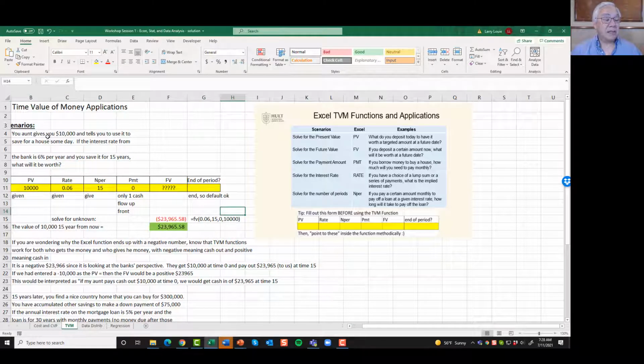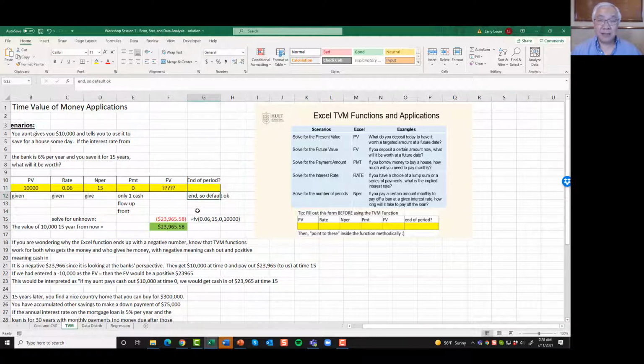So let's look at the data. 10,000 goes here because that's how much your aunt has given you. Next, the interest rate is 6% per year, and everything's annual here, so we don't need any other refinement. And 15 years is the number of periods, N/PERS. The payment is 0 because she's only going to give you money once, not every single year. And we solve for the missing unknown, which in this case is future value.